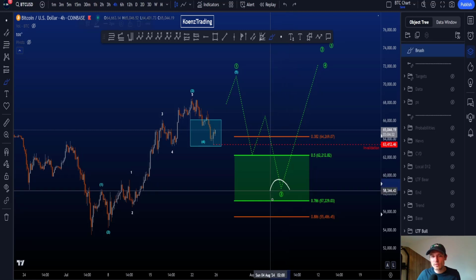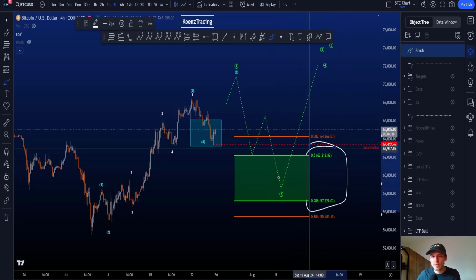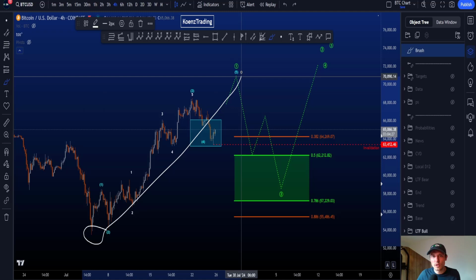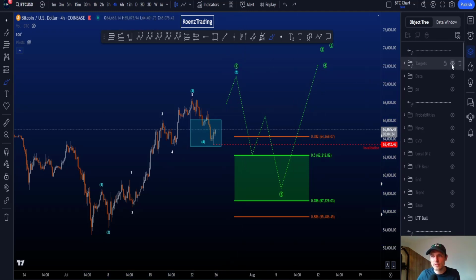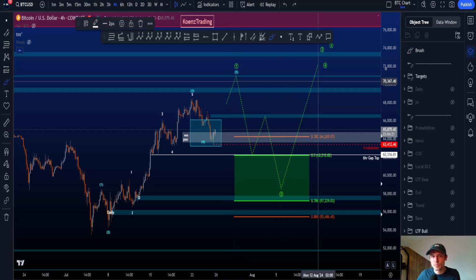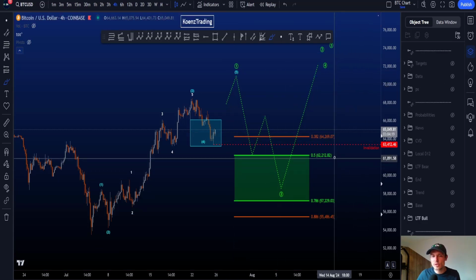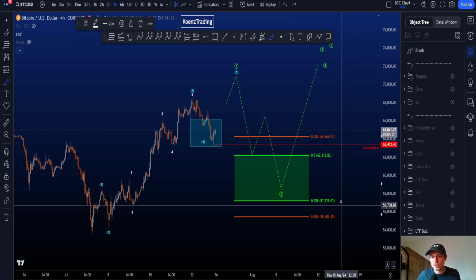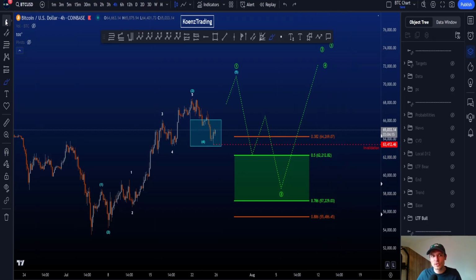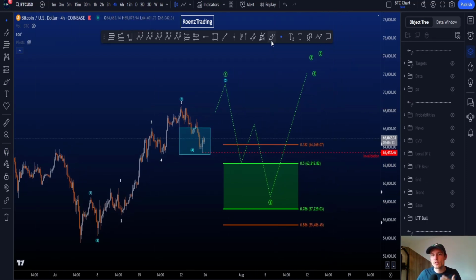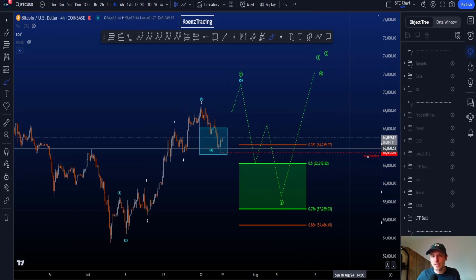The common target for your wave 2 is between the 0.5 and the 0.786, taken from the low to the potential high at about 70.9k, where we do have some additional resistance, the blue box here, which then gives you a target between 62.2k and 57.2k, after which we then look for continuation towards the upside.